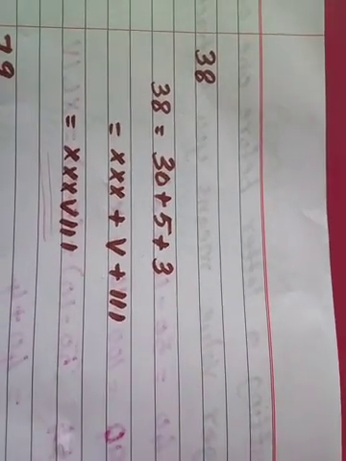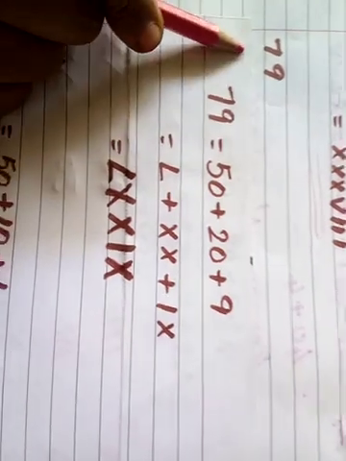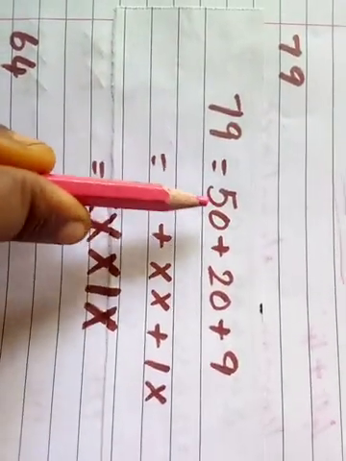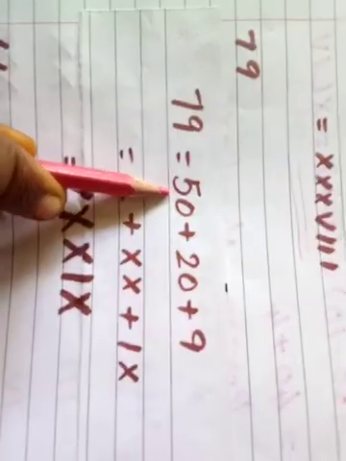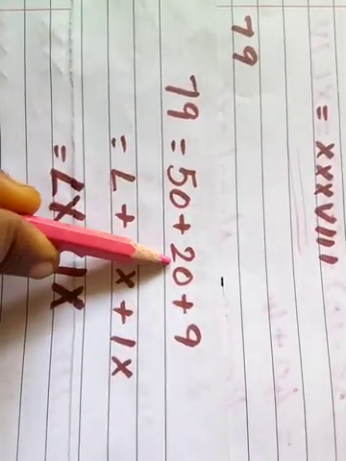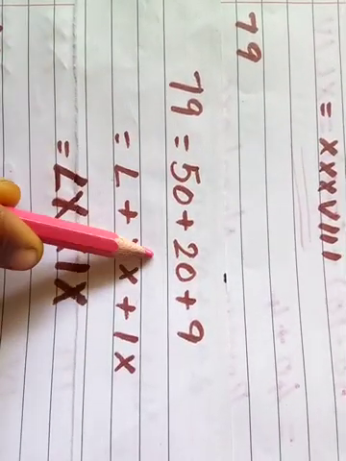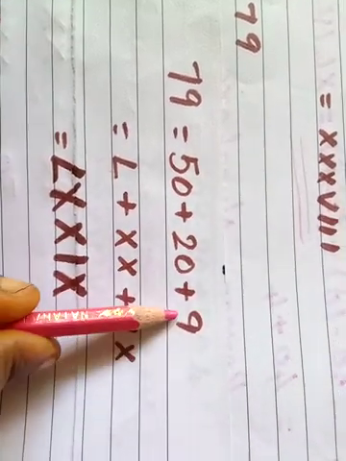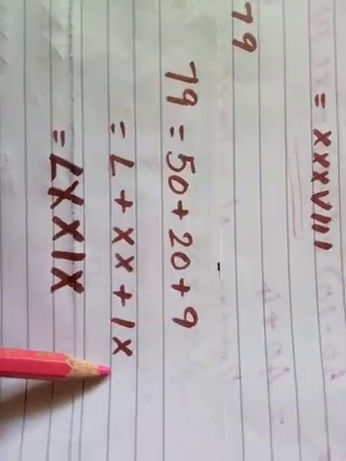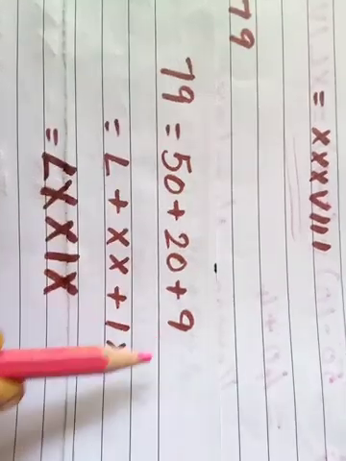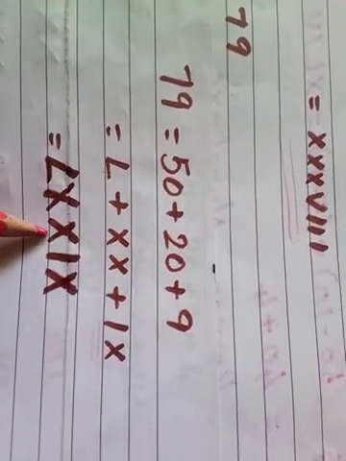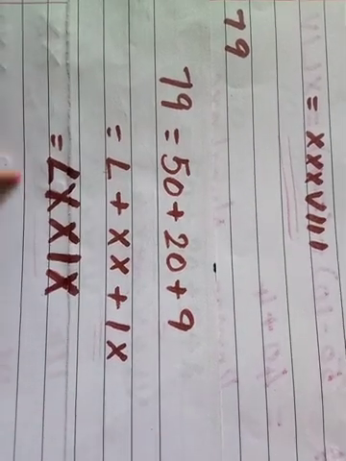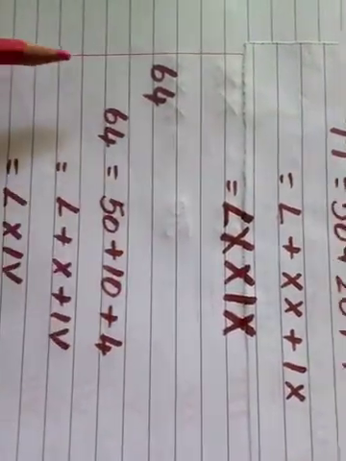What about 79? Let us see. 79 again I have to split. I can write it as 50 plus 20 plus 9. For 50, what is the Roman numeral? L. For 20, XX. So this is 70. Then 9. IX is already 9. Already we have derived the Roman numeral. So IX. So we have to write L, XX, IX. This is 79.